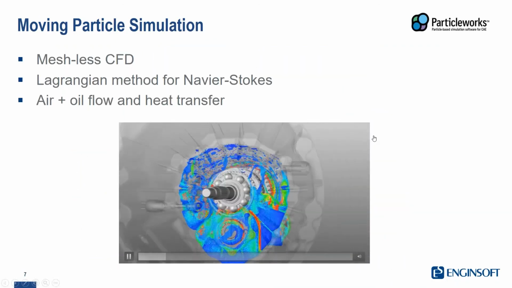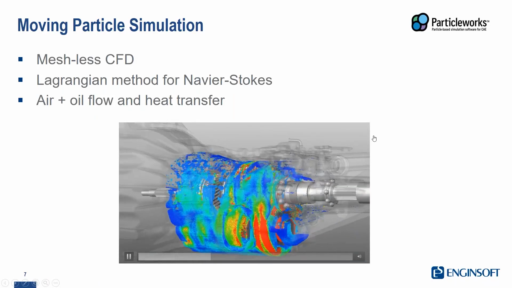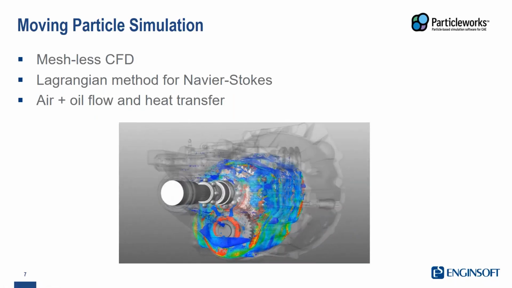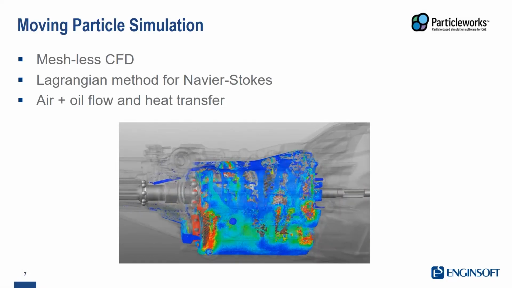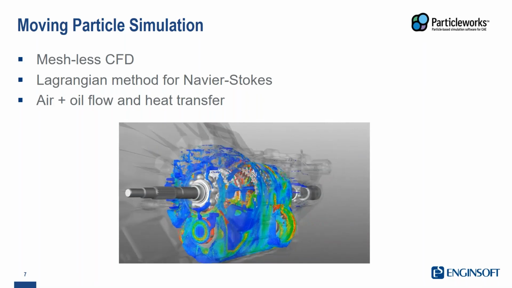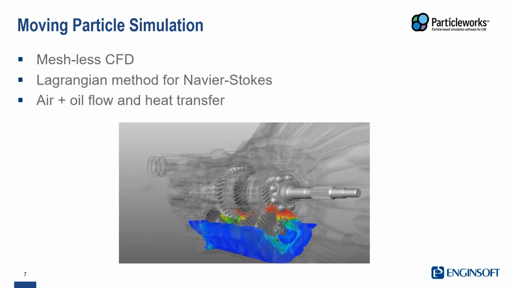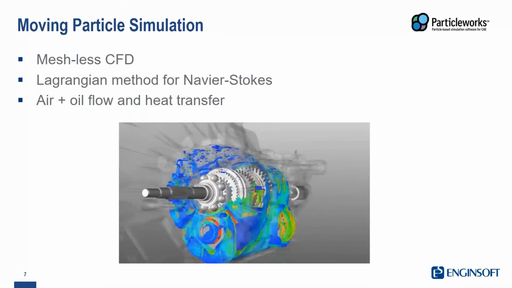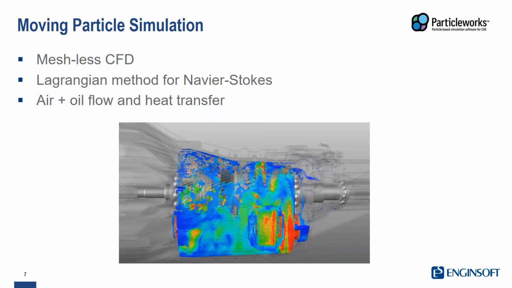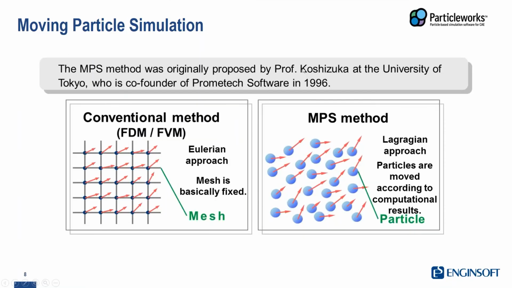A few words about the meshless CFD methodology. We talk about a Navier-Stokes solver. The name of the software is ParticleWorks. It's based on a Lagrangian method to solve Navier-Stokes, and it can solve for both the air and oil flow, so multi-phase analysis, including heat transfer phenomena. One of the main applications, as you see here, is lubrication analysis and oil splashing analysis, but I will show you an application in the e-motors sector.